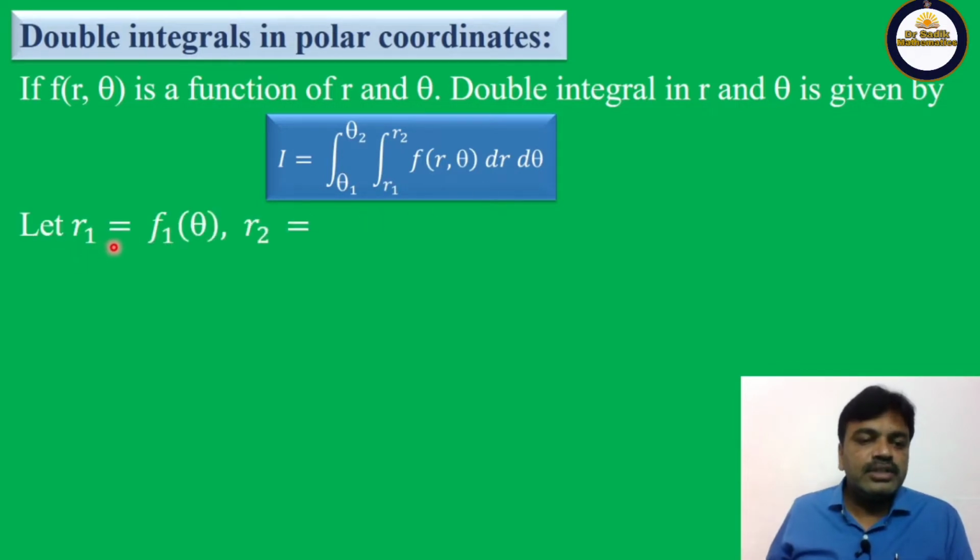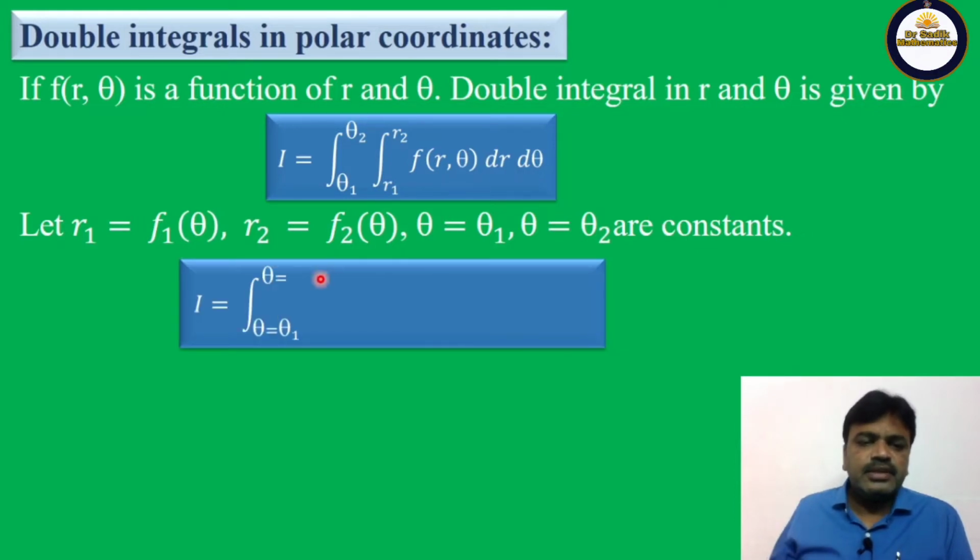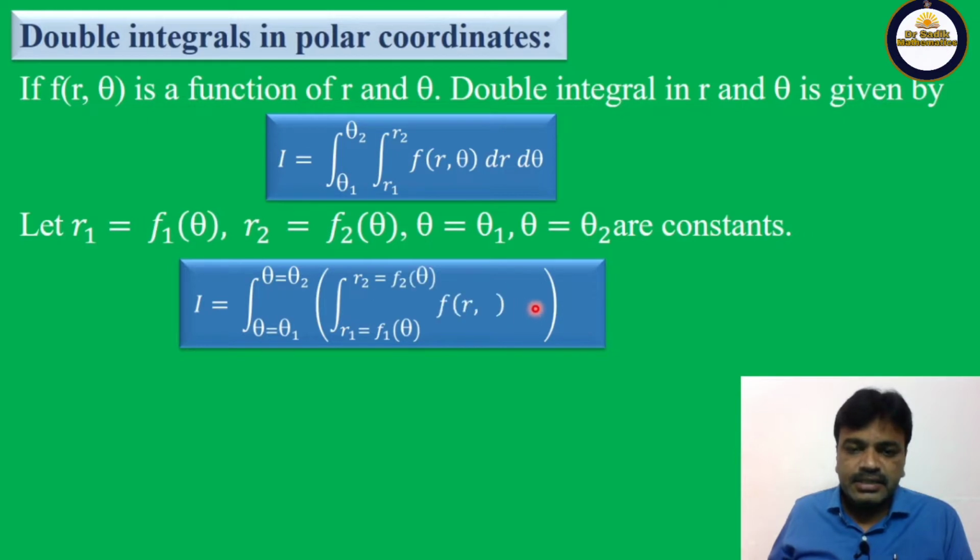Let r1 equal f1 of theta, r2 equal f2 of theta. You need two curves here, and theta equal to theta 1 and theta equal to theta 2 are constants, friends. So obviously we first integrate with respect to r and then theta.